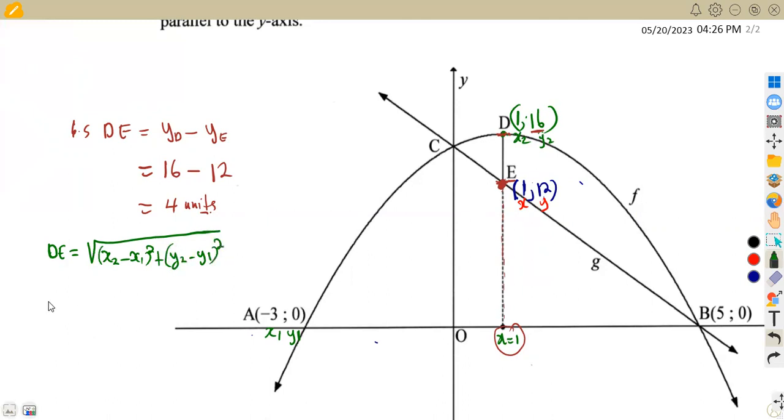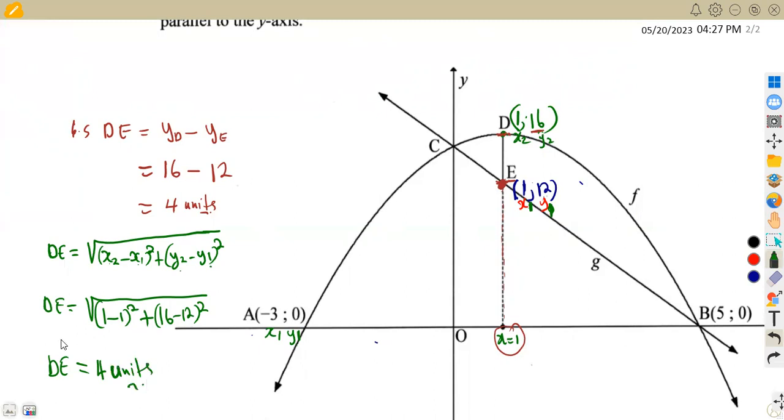So we can use the distance formula to calculate DE, which is going to be the square root of (x2 minus x1). We can just take this to be our x1 and this our y1. So x2 minus x1, that's 1 minus 1, since x2 is 1 and x1 is 1. So this is going to be (1 minus 1) squared plus (y2 minus y1), where y2 is 16 and y1 is 12. So this is going to be (16 minus 12) squared. All right, so this is going to give us the distance DE, or the length of DE, which is the same. That is going to be 4 units in this case.